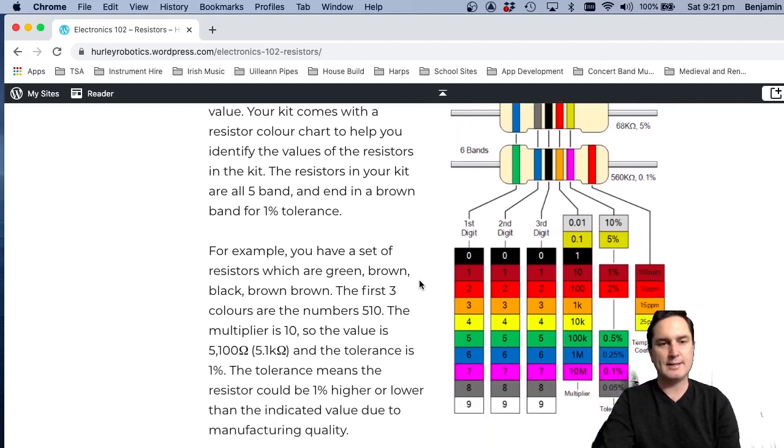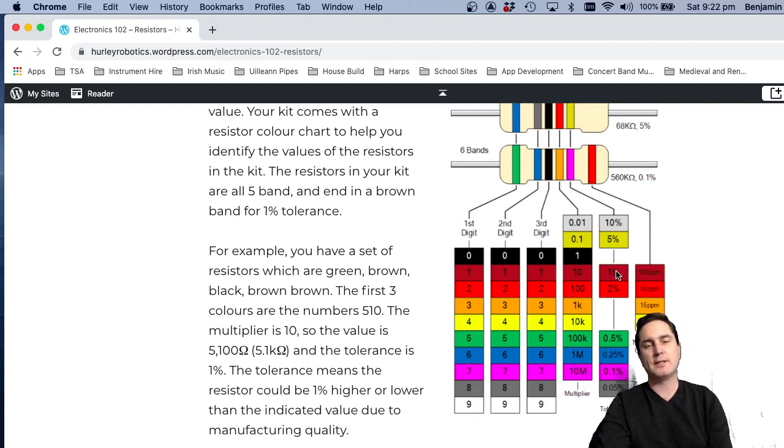So here I've got an example. Let's say we have a resistor with the colors green, brown, black, brown, brown. So the first 3 numbers are green, which is 5, brown, which is 1, black, which is 0, so that's 510. Then the multiplier is brown, so we multiply that answer by 10. So 510 becomes 5100, and we can call that 5.1 K. K would be kilo, 5.1 kilo ohms, or 5100 ohms. And then the last band, brown, is our tolerance band, which is 1%.